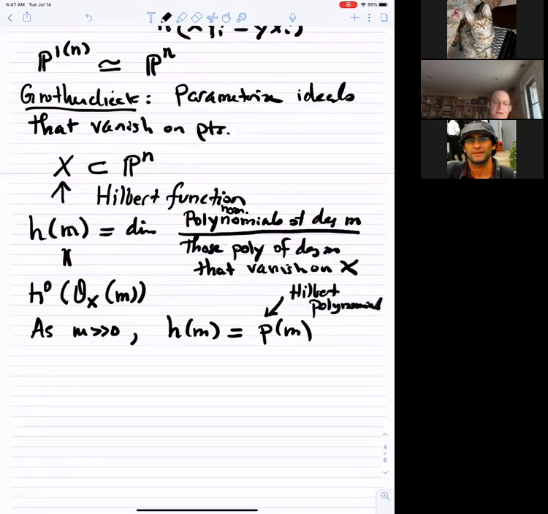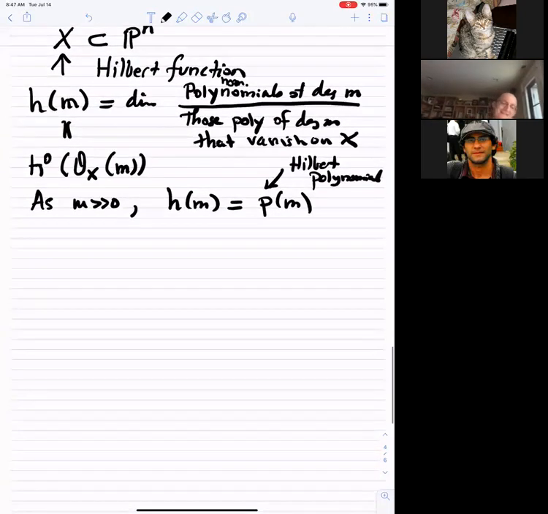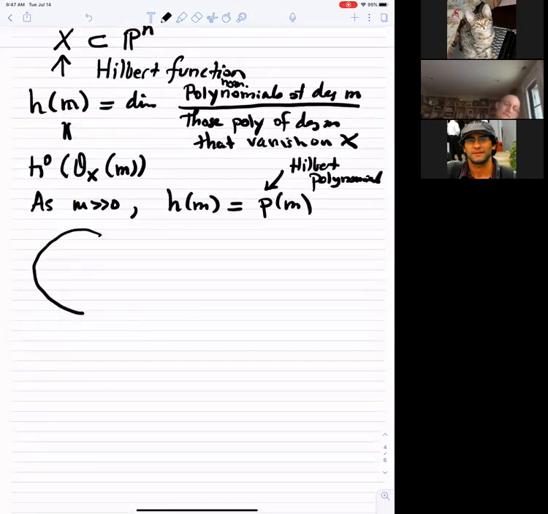Okay, so maybe let's do a quick example just to see. If I had the plane P2, and say that I had 3 points, let me take the points (1,0,0), (0,1,0), (0,0,1).